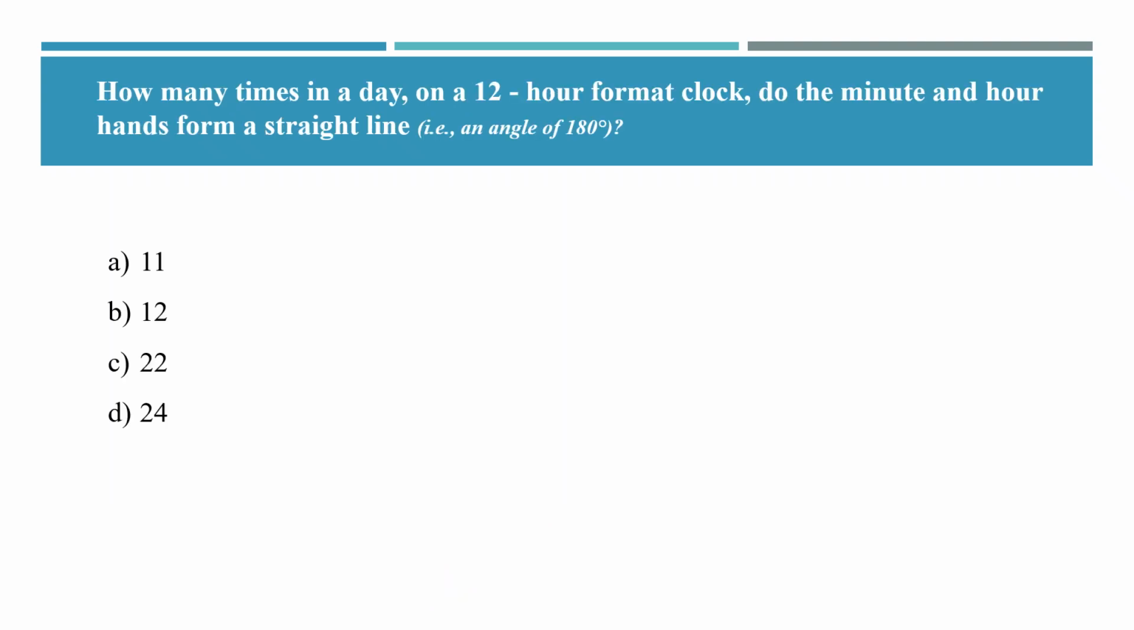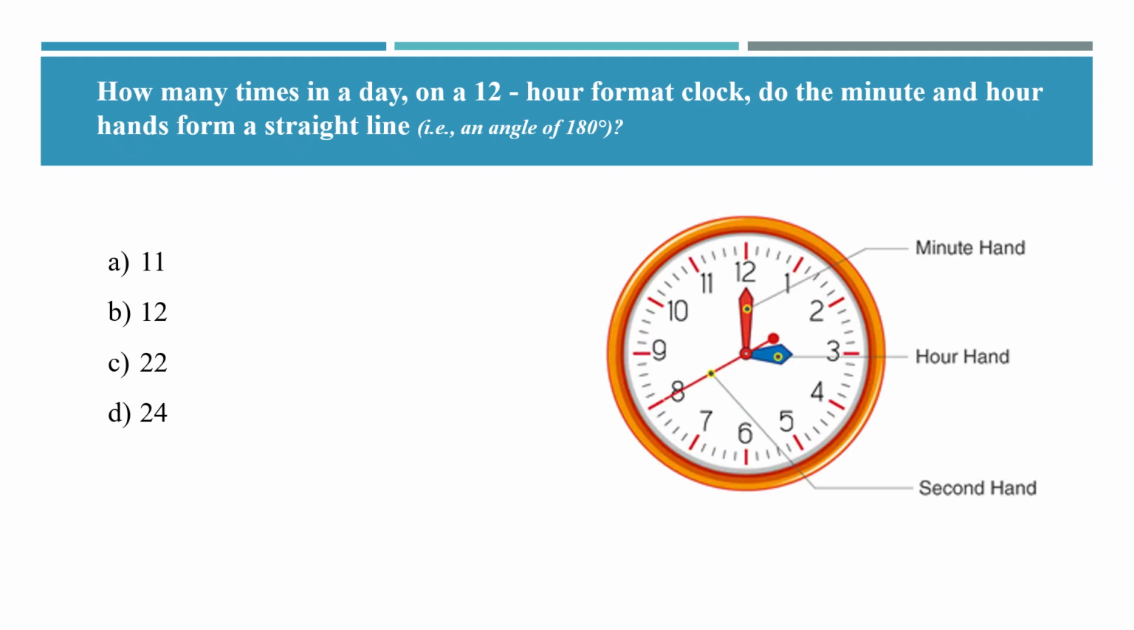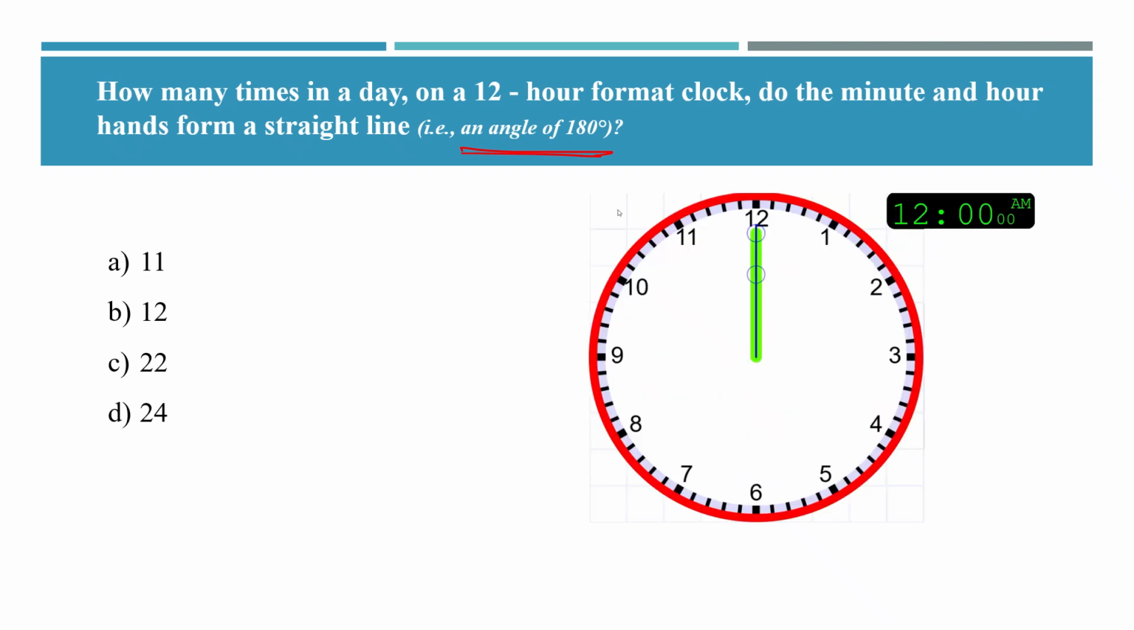How many times in a day on a 12-hour format clock do the minute and hour hands form a straight line, an angle of 180 degree? Let's consider a clock, and we know that there are three hands: minute, hour, second. Great. But the question is how many times it makes 180 degree. So let me check one working clock here. Great. Now it's 12 o'clock. As you see, 12 a.m. Let's check how many times it makes 180 degree.